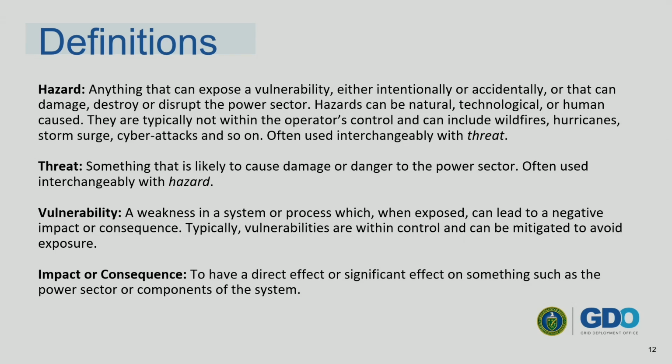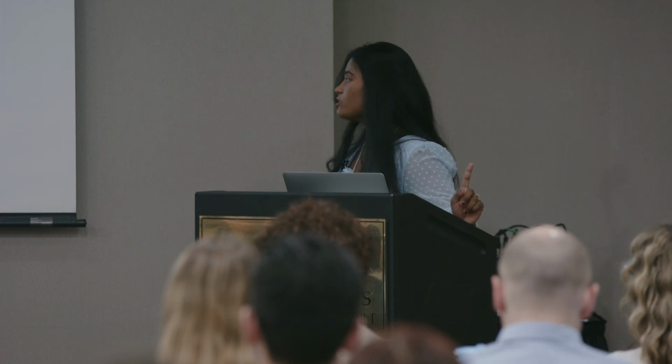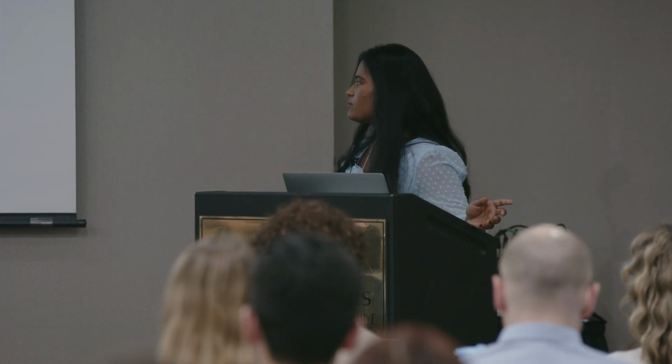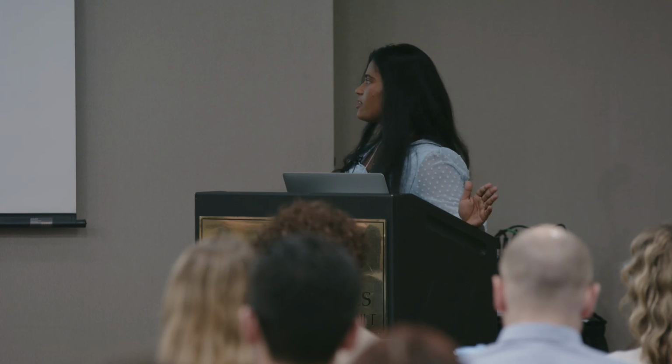It can be natural, technological, or human-caused, typically not within the operator's control, and can include wildfires, hurricanes, storms, cyber attacks, and so on. It is often used interchangeably with threat, something that's likely to cause damage or danger to the power sector. A vulnerability is a weakness in the system which, when exposed, can lead to negative consequences. Typically, vulnerabilities are within control and can be mitigated to avoid exposure to the system. A consequence is a direct or significant effect on something such as the power sector.